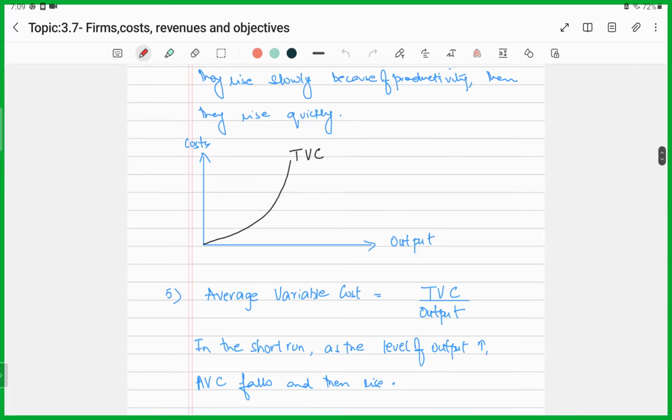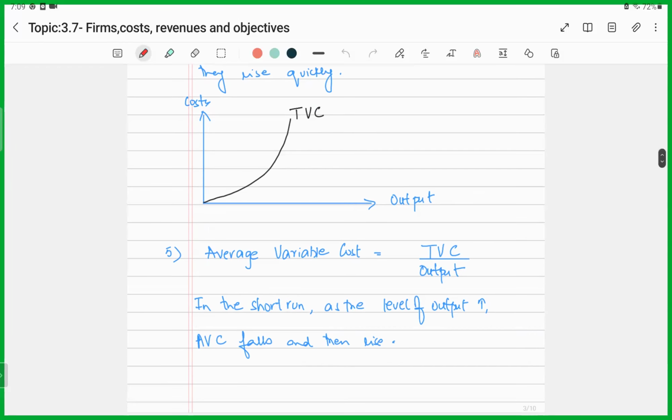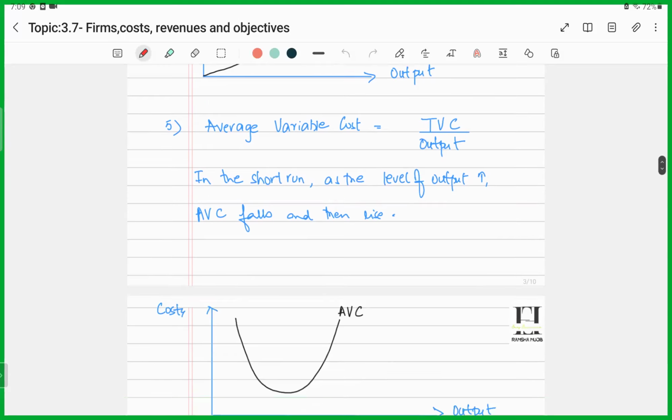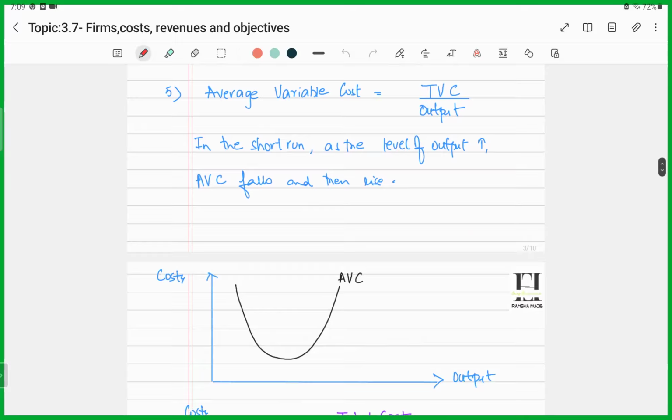Average variable cost. How will we calculate this? When we divide the total variable cost by the level of output. In the short run, as the level of output increases, the average variable cost falls and then rises. This is shown by this upright parabola, this curve. What does it show? That the vertical axis is displaying the cost and the horizontal axis is displaying the output level.